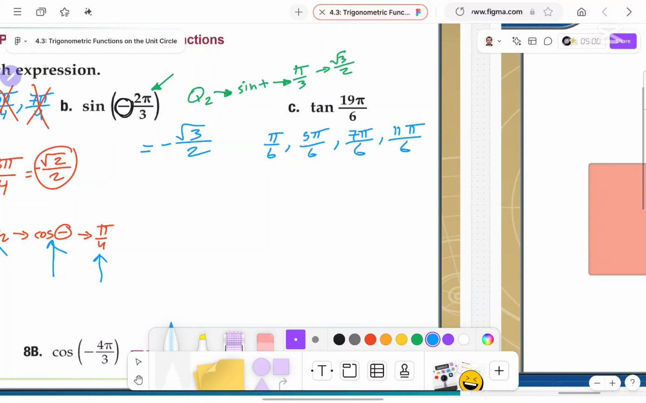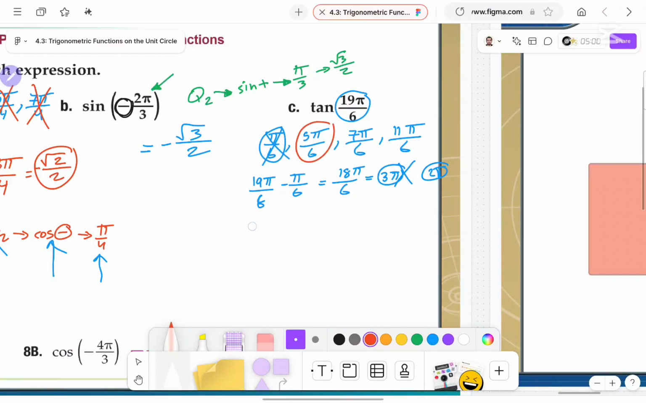Now let's test them. Let's start with the first one. So now 19 pi over 6, the given angle, minus pi over 6. Now it's over 6. 19 minus 1 is equal to 18 pi. 18 divided by 6 is equal to 3 pi. So this is not 2 pi. We need to get 2 pi. So this is wrong. Now let's test the second one.